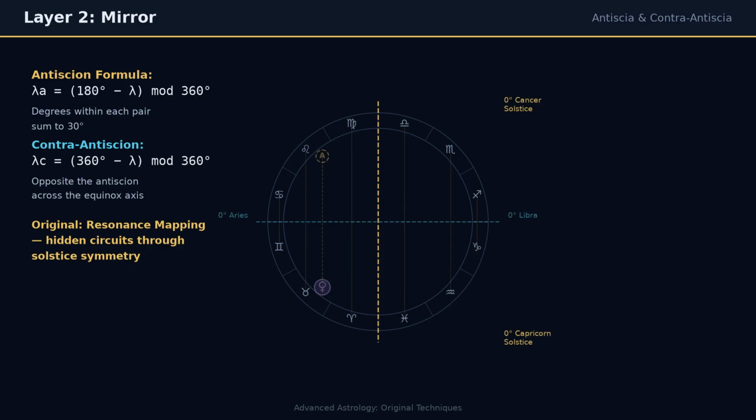We do not just check whether a planet sits on another planet's antition. We map the entire antition network of the chart and identify hidden circuits, planets that share no direct aspect but are linked through solstice symmetry. These hidden circuits carry the chart's underground genius current. A tight orb of 1 degree keeps the technique meaningful.